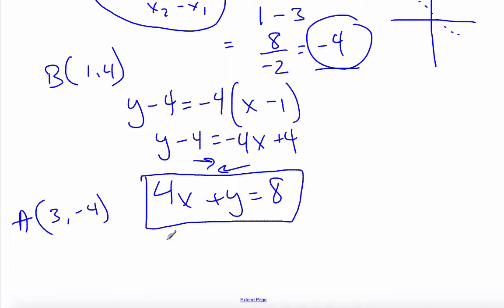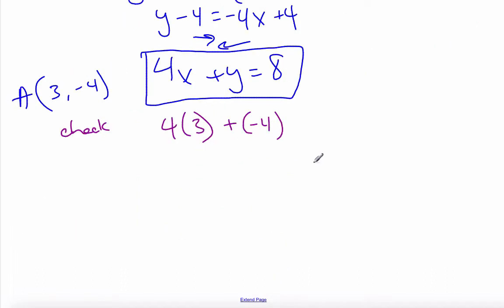Let's just make sure that if we substitute in an x value of 3 and a y value of negative 4, that in fact does equal 8. So here's my check. 4 times 3 plus a negative 4. I hope it equals 8. We'll see. So that's 12 minus 4, which equals 8. Hooray! There we go. Feeling pretty good about that answer now.